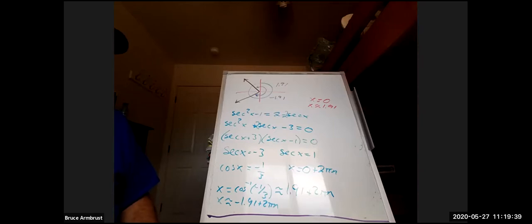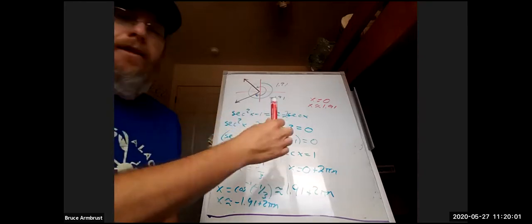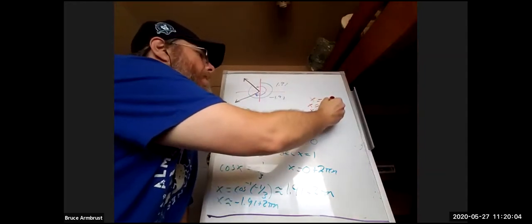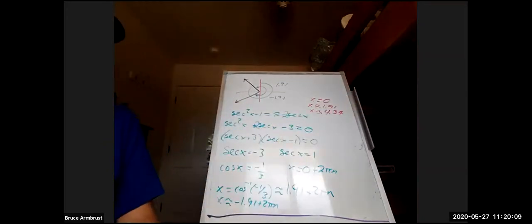So I'll just add 2 pi. So I'll take that -1.91 and add to it 2 pi. So let me see what I get here. So I get 4.3725, blah, blah, blah. So that other one, 4.37. So those would be all of the solutions to that original equation that are between 0 and 2 pi.